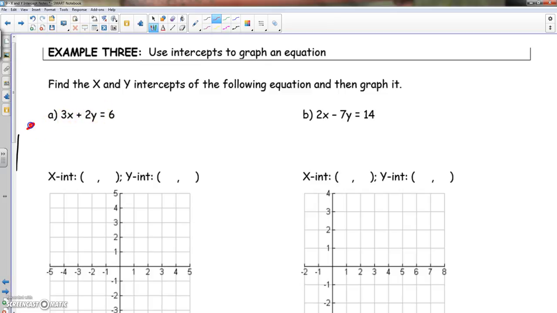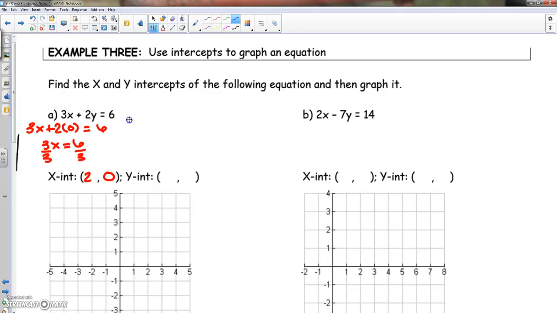So I'm going to have 3x plus 2 times 0 equals 6. So that's going to be 3x equals 6 because the 2 times 0 disappears or makes 0. Divide by 3. So my x-intercept is going to be (2, 0).